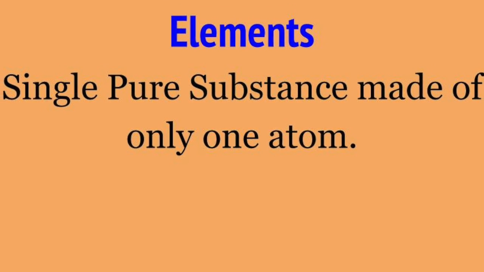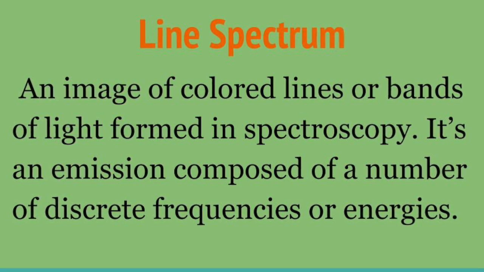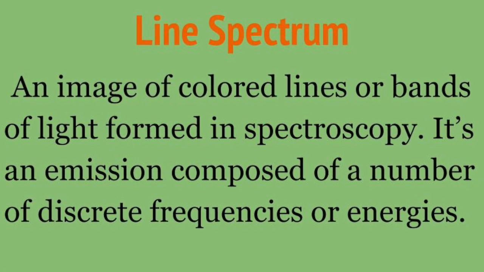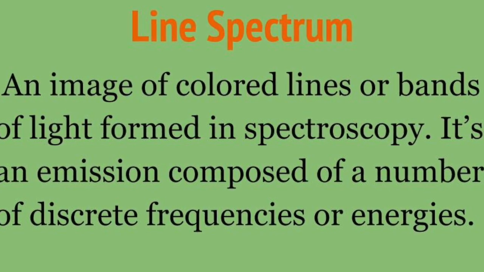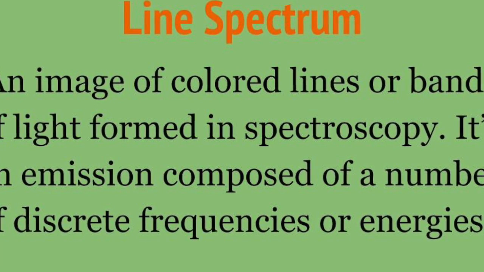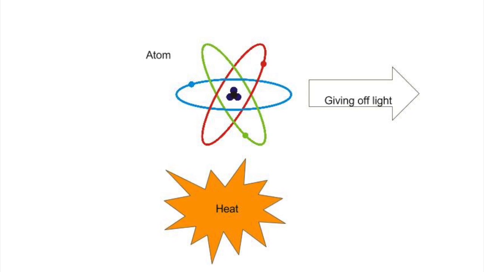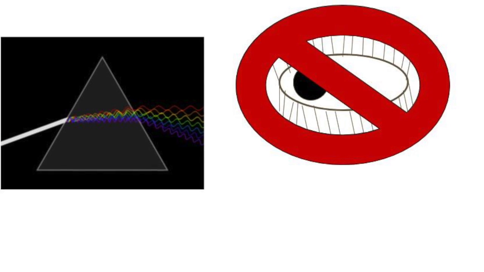Elements are single pure substances made of only one atom. Line spectrum is an image of colored lines or bands of light formed in spectroscopy. It's an emission composed of a number of discrete frequencies or energies. All atoms give off light when they are heated, but the light is not always visible to the human eye.